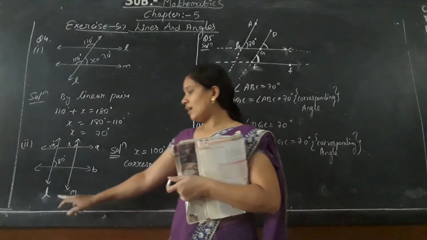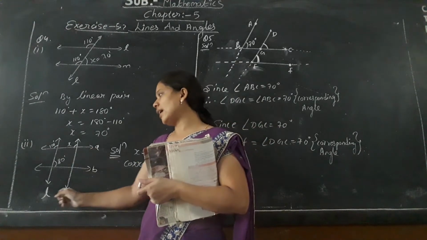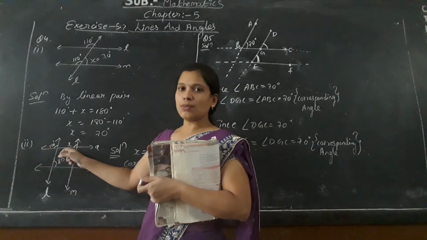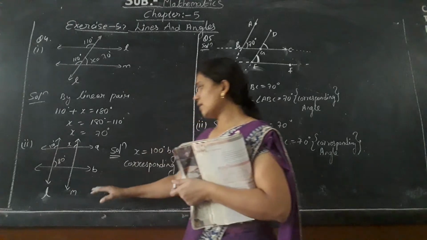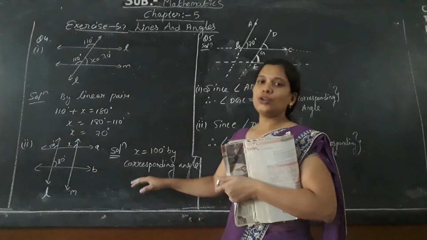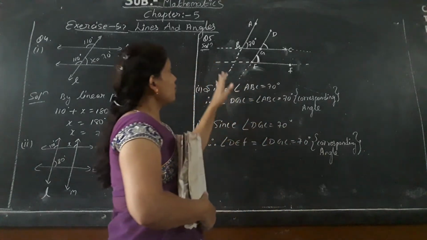Okay, since line L is parallel to M and A is the transversal for line L and M, that means 100 will be equals to angle x because it is a corresponding angle. So what is the value of x over here? It is x is equals to 100 due to the corresponding angle. Clear everyone? Now next question number 5.